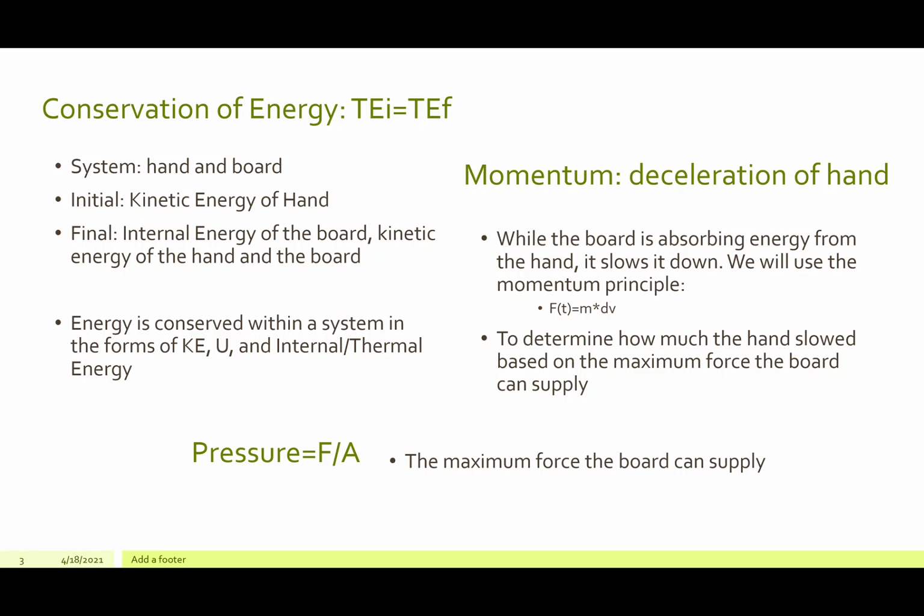First, you'll need to understand the energy principle, momentum, and pressure. The energy principle means that the total initial energy in a system is equal to the total final energy of the system unless there is work done. Work is equal to the change in energy. In our system, we have our hand and our board. All of the initial energy is concentrated in the kinetic energy of my hand, and then afterwards, the kinetic energy from my hand is transferred to the board in the form of internal or thermal energy and kinetic energy. The change in internal energy of the board is what causes it to break.